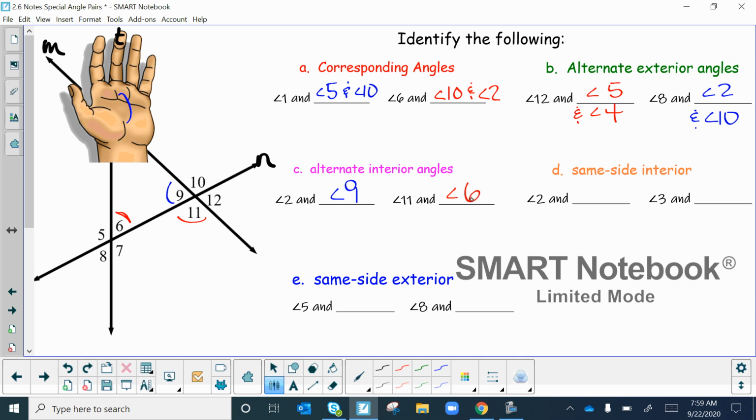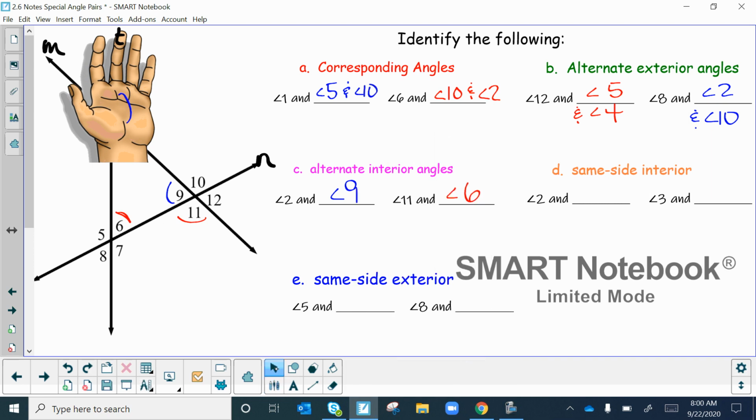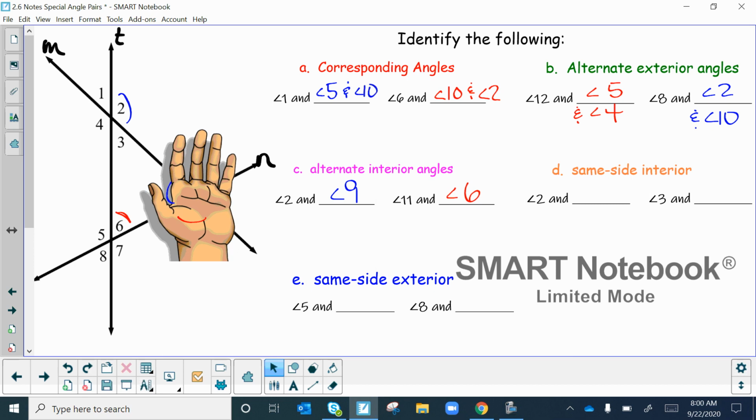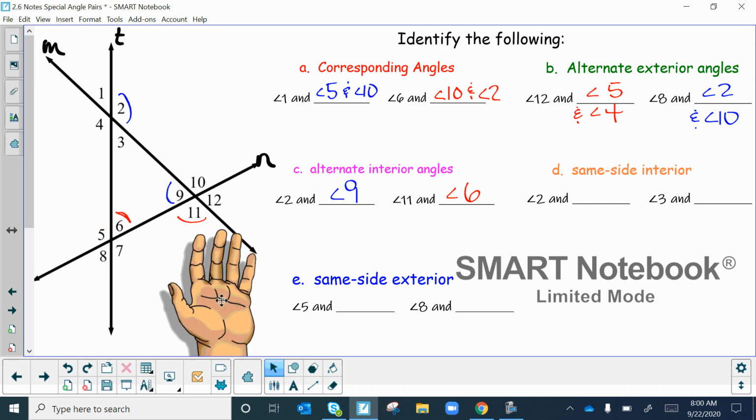Let's try same side interior. Angle 2 is same side interior. So let's cover up this section over here because 2 is up here. Well, now look, 2 is on the exterior. Only 3, 4, 5, and 6 are in the interior. So that won't work. So I have to cover up this section over here. Now 2 is in the interior.